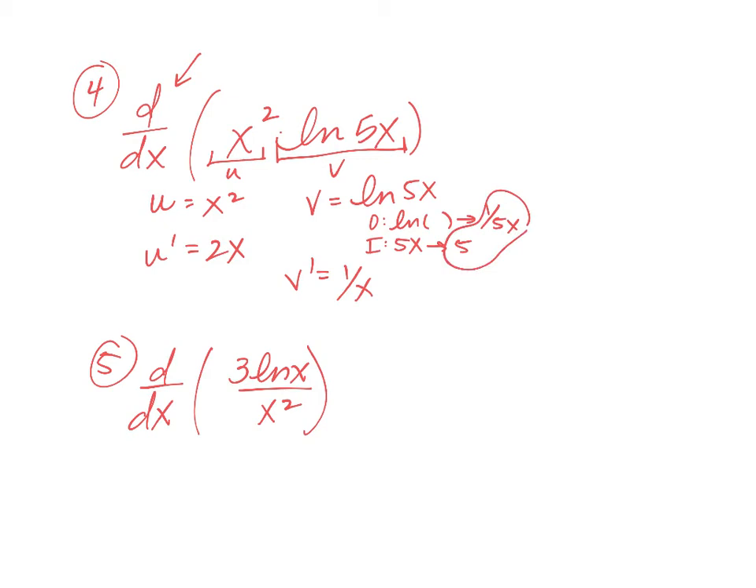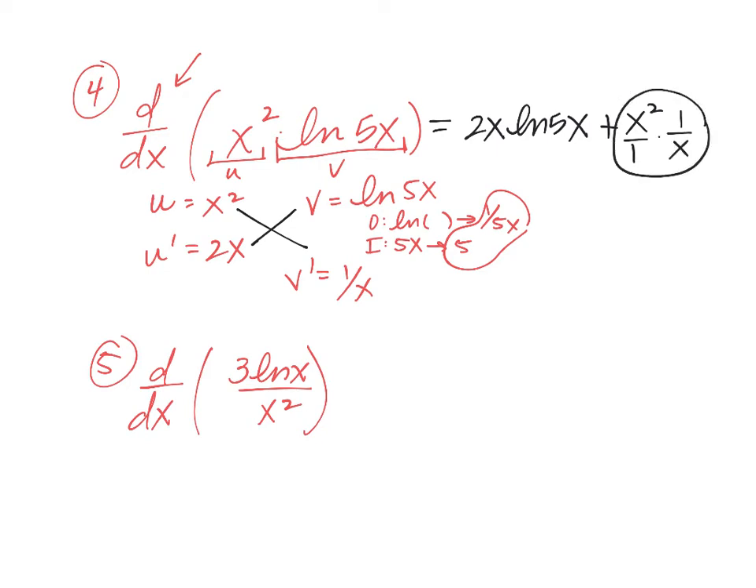So now I find my derivative by taking v times u prime. So I'll have 2x times the natural log of 5x plus x squared, or x squared over 1 times 1 over x. This little beauty right here will simplify because I'll have x squared over x, which would simplify to just x. So my final answer could be 2x natural log of 5x plus x.